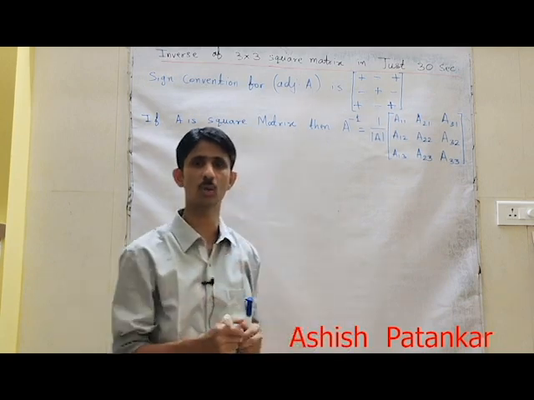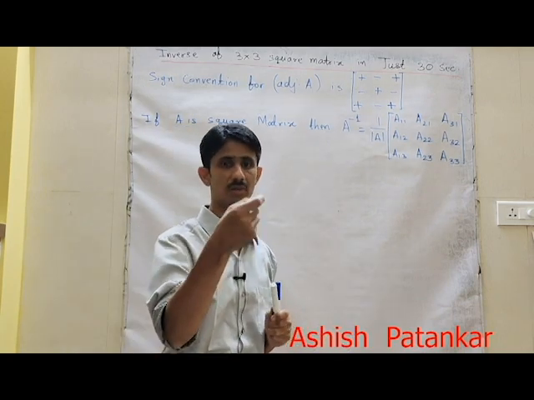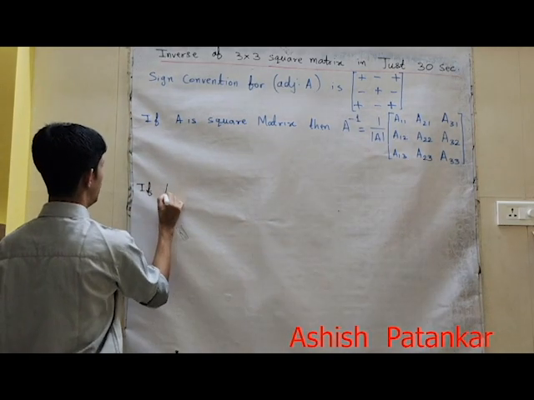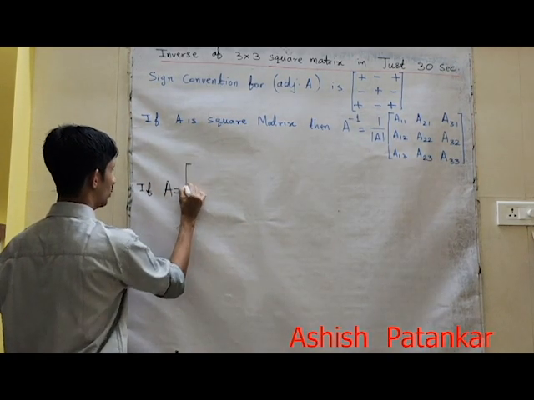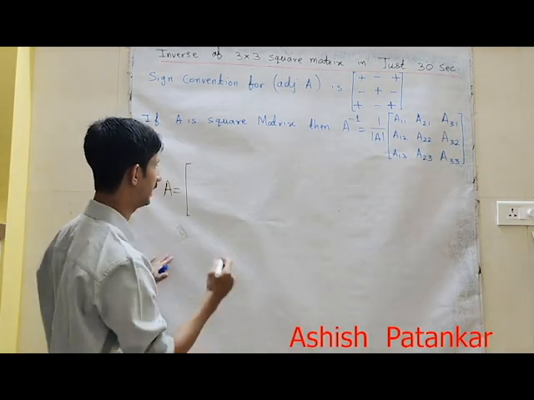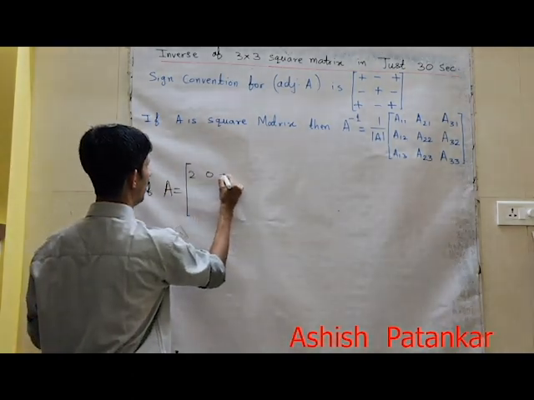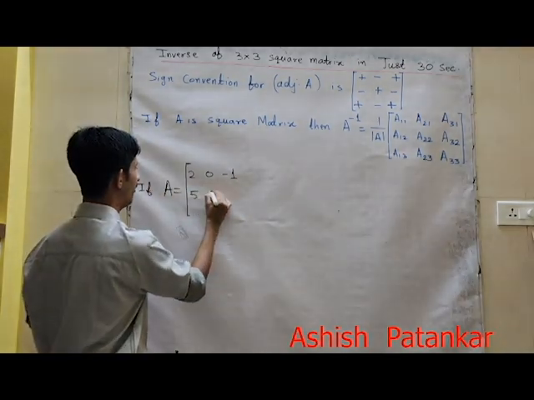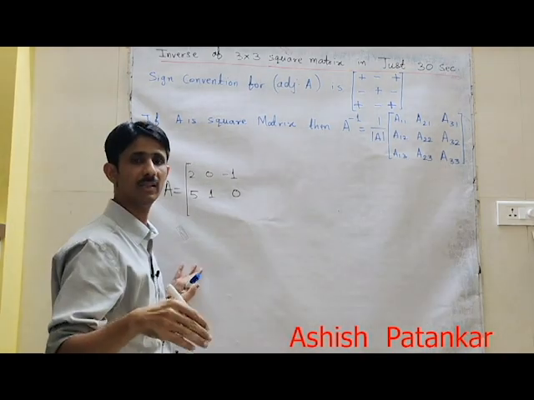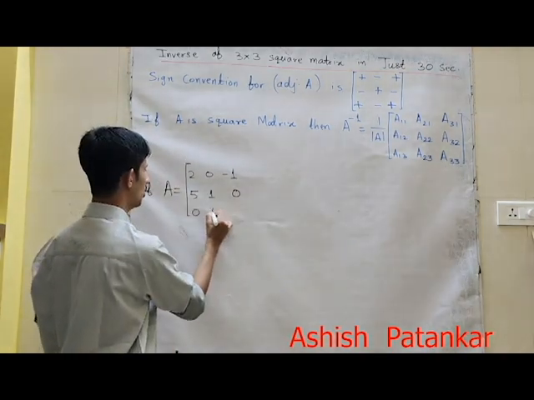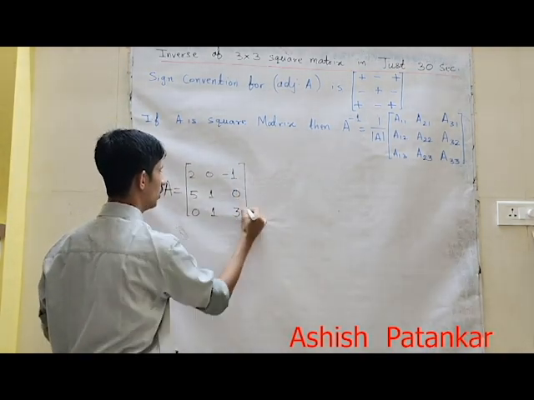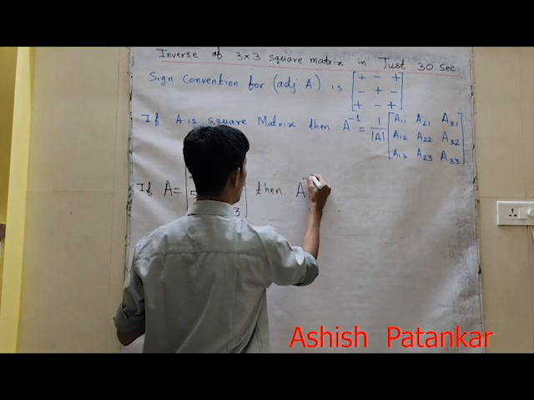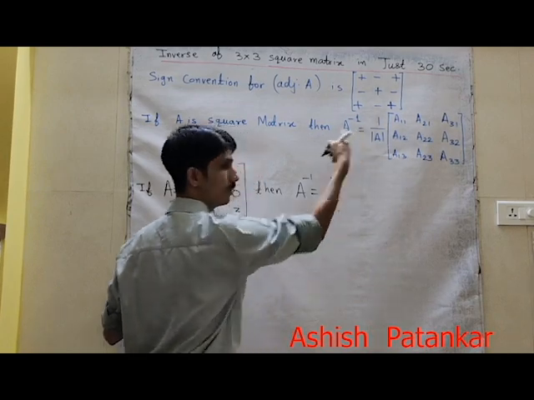Okay, now let us take down one example to understand this in a better manner. So write down, if A is a square matrix whose first row is containing 2, 0 and minus 1, second row is containing 5, 1 and 0, and the third row is containing 0, 1 and 3. Okay, then A inverse will be equal to 1 by determinant of A.